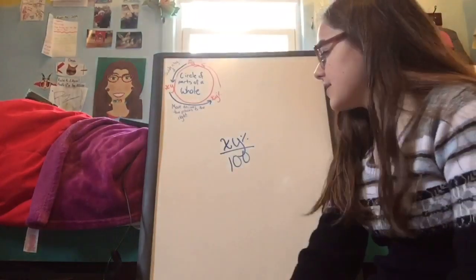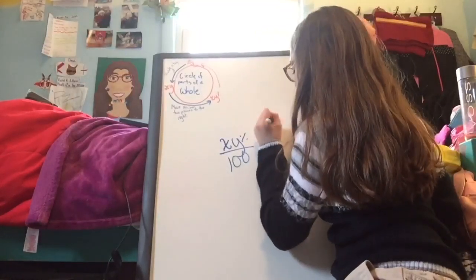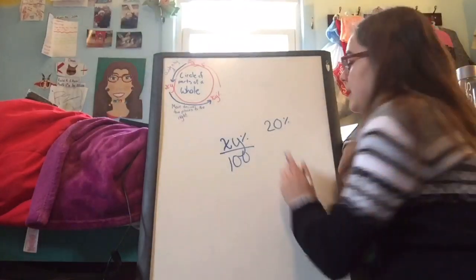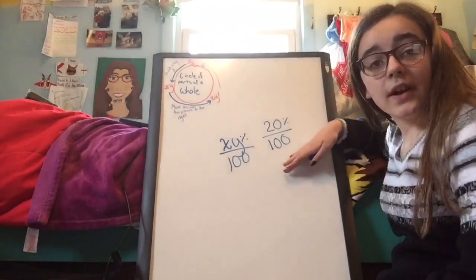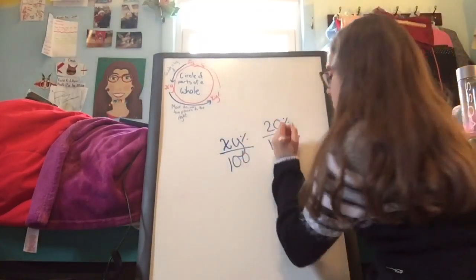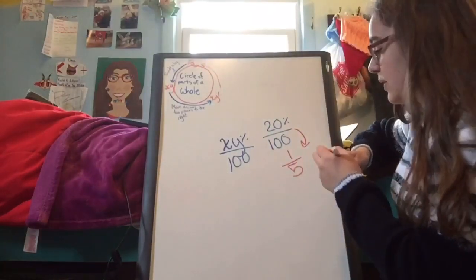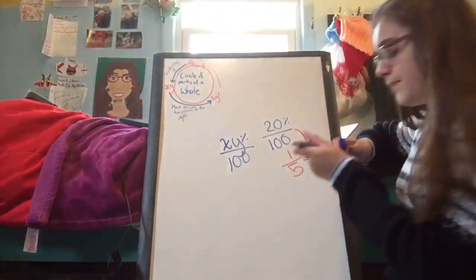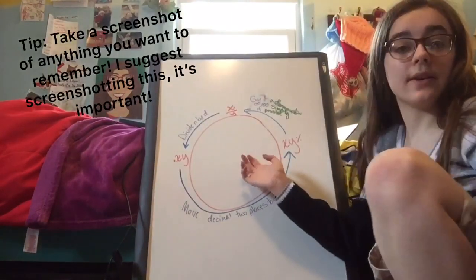But what if it's something like, let's say, xy is 20. So 20% over 100, we wouldn't leave it as 20 over 100. We have to simplify. 20 over 100 simplifies to 1/5. So 20% is equal to 1/5. Well, this is the completed circle of parts of a whole.